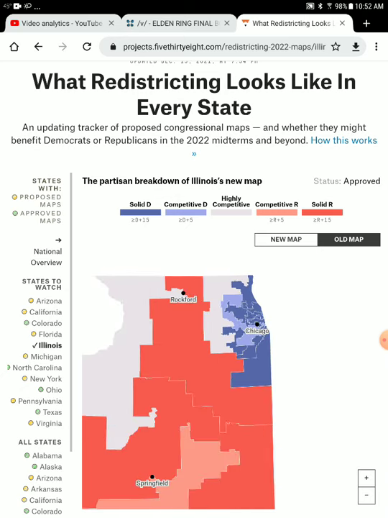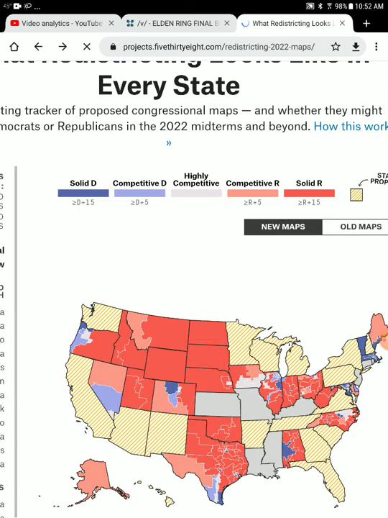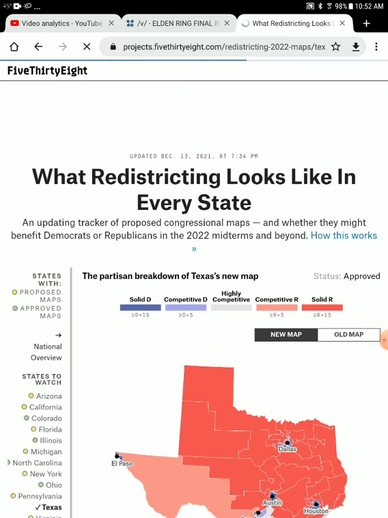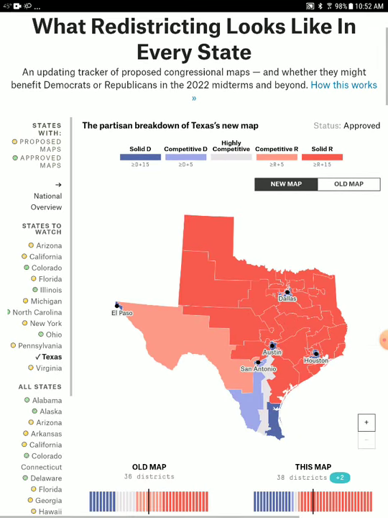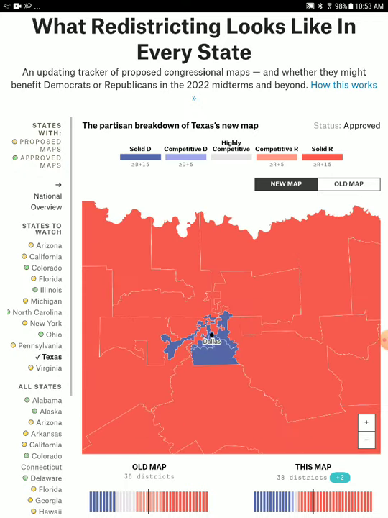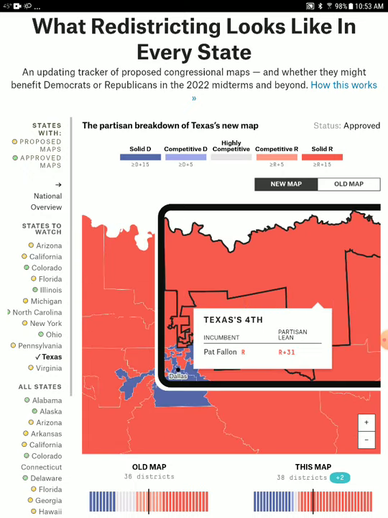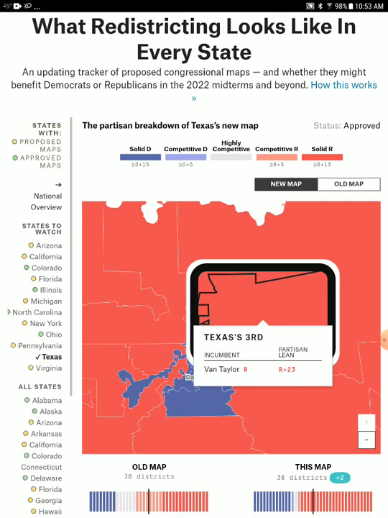But now let's look at the state of Texas. This is the state of Texas. You would say, oh, it doesn't look that bad. But then we're going to go to the Dallas area. So this is one district, Texas 4th. Texas 4th is thus cursed.